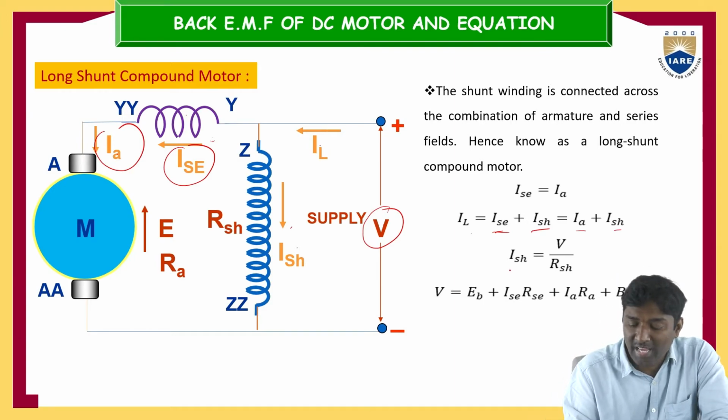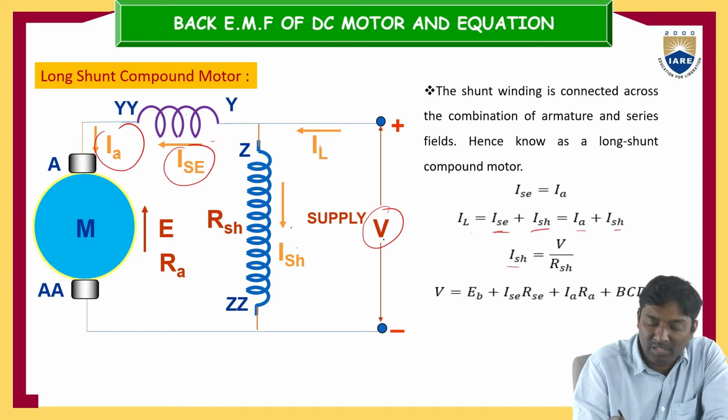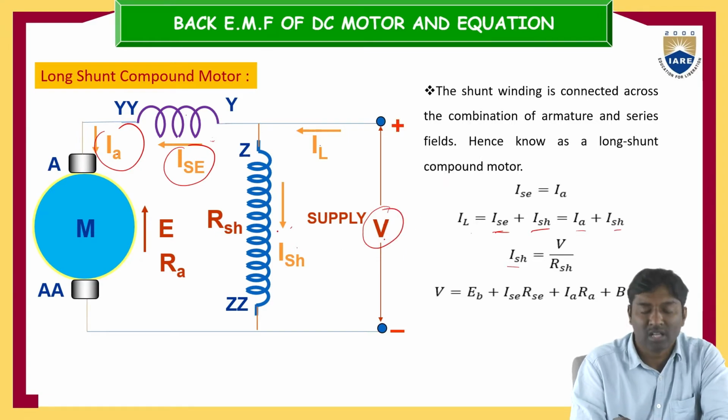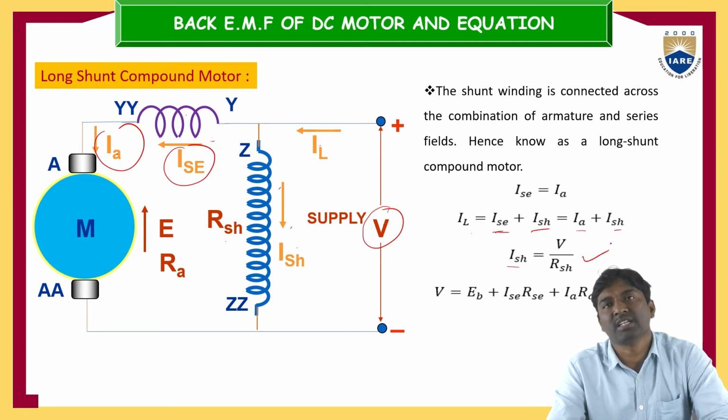So then ISH is equal to whatever the voltage across this one, both are connected in parallel. Then what is the voltage across this shunt field winding? V only. Then V by RSH. ISH is equal to V by RSH.